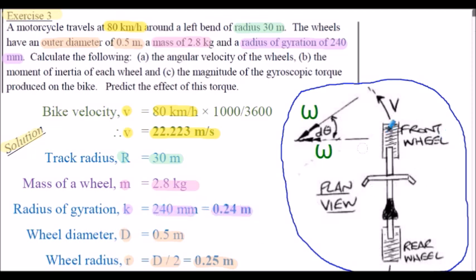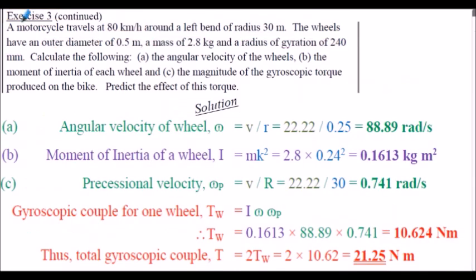Here's a sketch of the motorbike. It's a plan view shown here. Similar question to that we've seen previously. So let's look at the full solution. Exercise 3 solution is continued here.